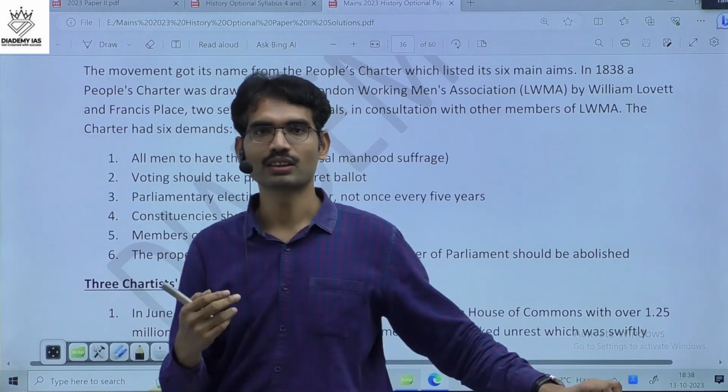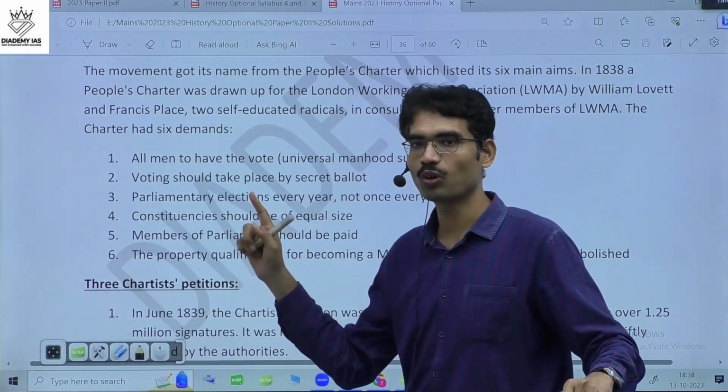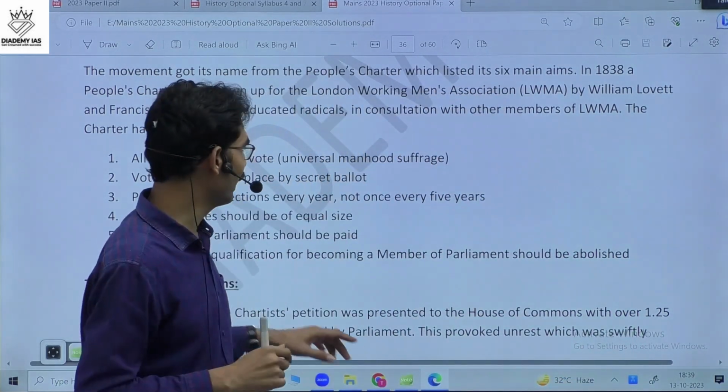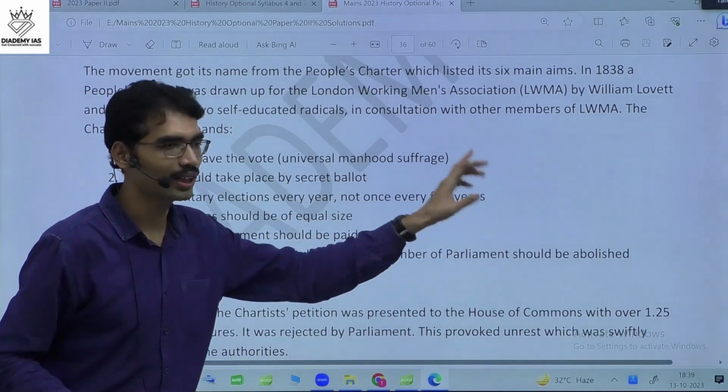Secret ballot so that people can give their vote without any fear. If it is an open vote, people are afraid. That is why they are asking for a secret ballot. Parliamentary elections every year, not once every 5 years.